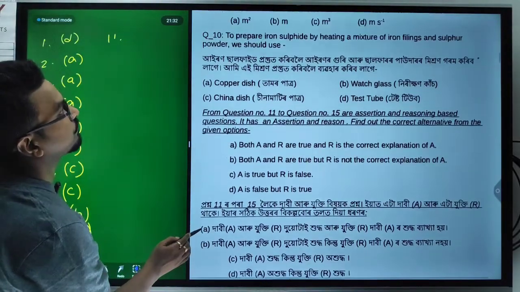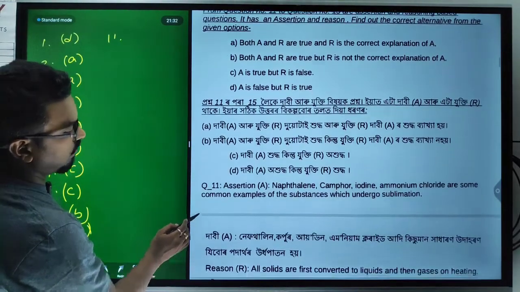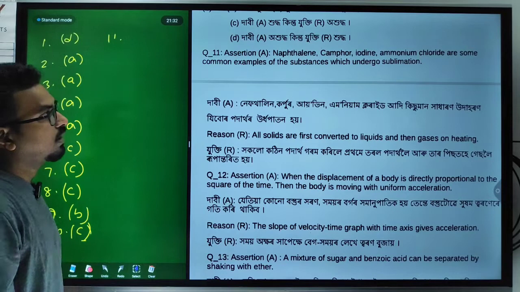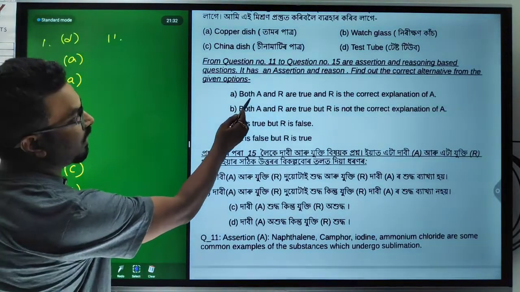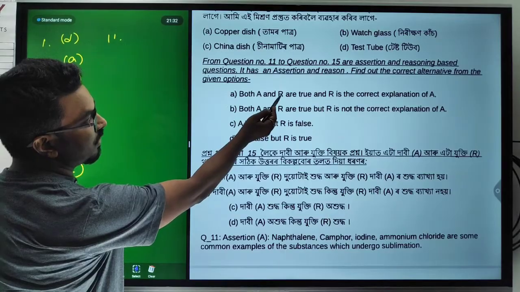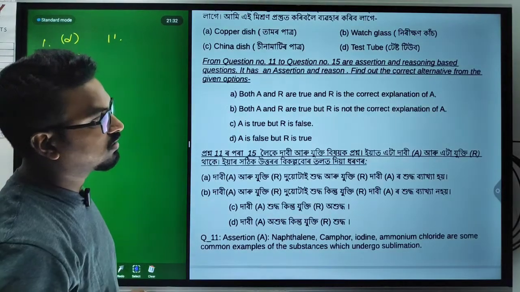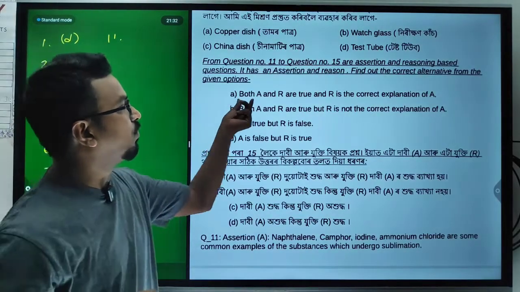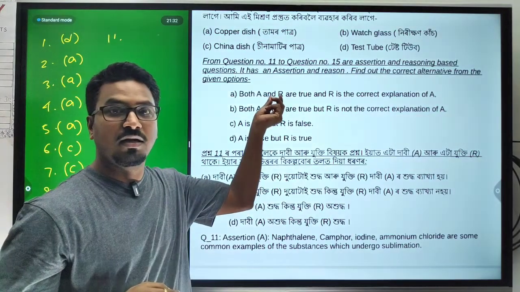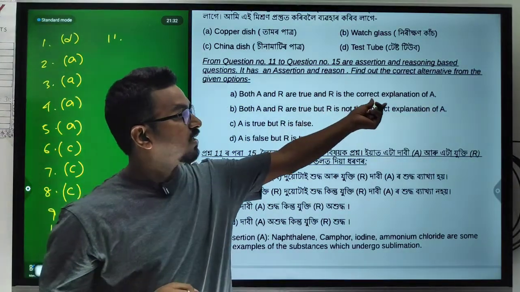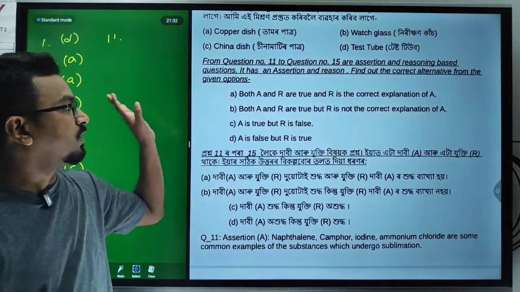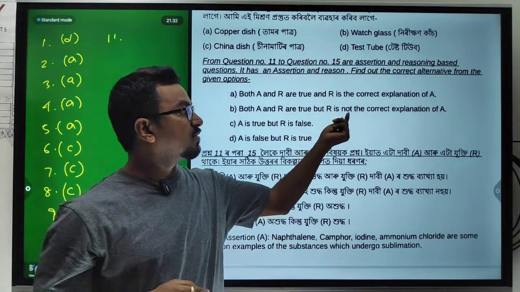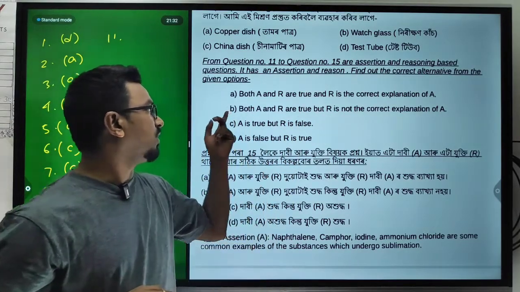Question number 11 is assertion and reason. So in assertion and reason, these are the options. If both A and R, assertion and reason, are true and R is the correct explanation of A, then we'll give option A. The second case, if both A and R are true, but R is not the correct explanation of A, then we'll give option B.